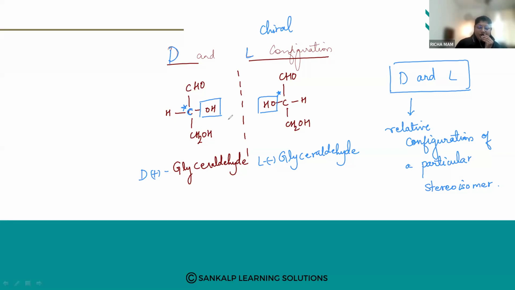Now here you can see that when the OH is on the right hand side, it is called D-glyceraldehyde. If OH is on the left hand side, then it is represented as L-glyceraldehyde. So remember this: when OH is on the right hand side, it is represented as D. When OH is on the left hand side, it is represented as L. So this is your D and L configuration.